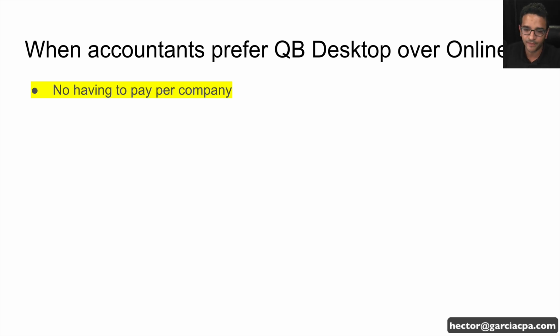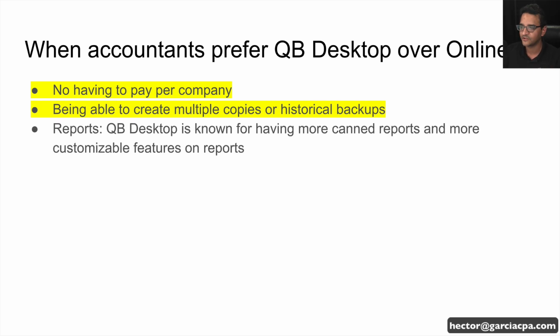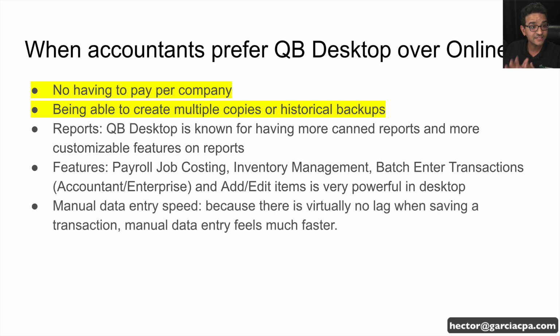Number one, not having to pay for multiple companies. I would say that would probably be the number one thing. Being able to create historical, multiple copies, historical backups. Reports in QuickBooks Desktop are better. Again, I'm repeating these things, I'm reinforcing these things. Features like payroll, job costing, inventory management, batch enter, add, edit. This is an important one.